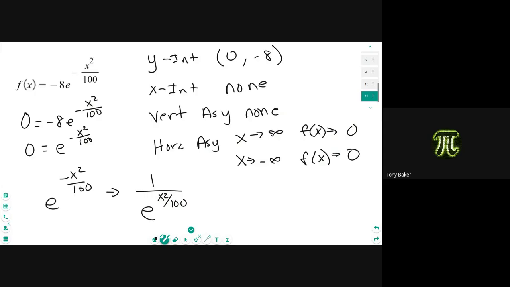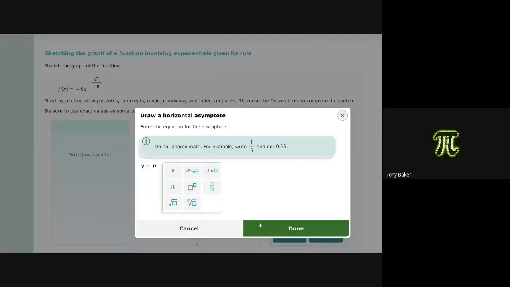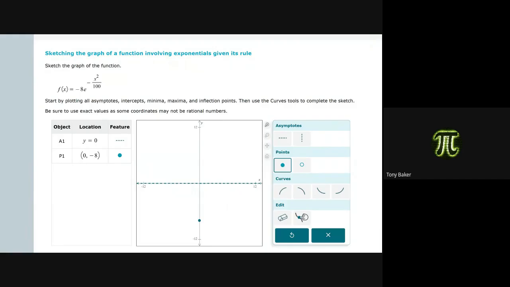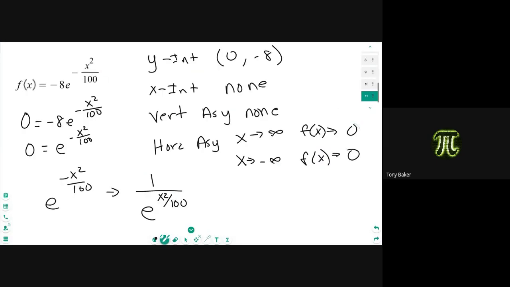All right, so we have a y-intercept and our horizontal asymptote. Let's graph those. So I have a horizontal asymptote at 0. And I have a y-intercept at 0, -8. So the next thing I got to find is my first derivative.